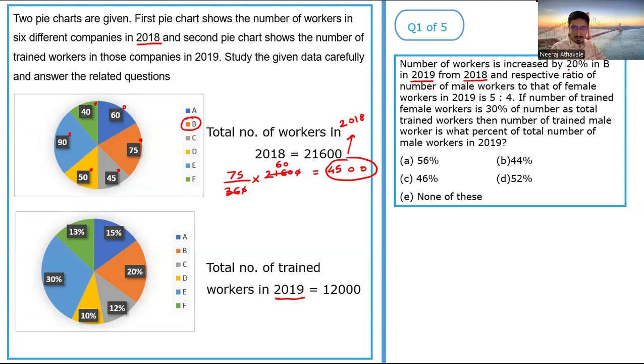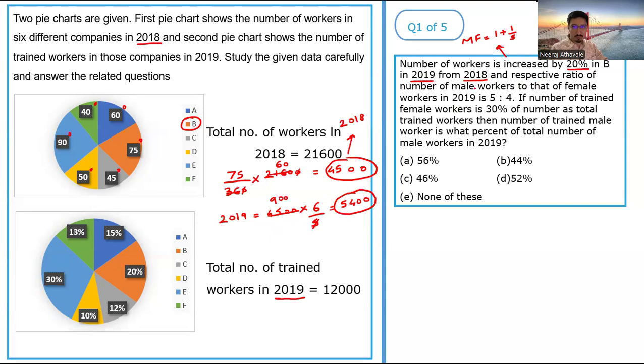Now, it is increased by 20% in 2019. So the 2019 value will be 4,500 multiplied by the multiplying factor for an increase of 20%, which will be 1 plus 1 by 5, that is 6 by 5. If you divide this by 5, this becomes 900 into 6, that is 5,400. So this is the value in 2019 for B workers.